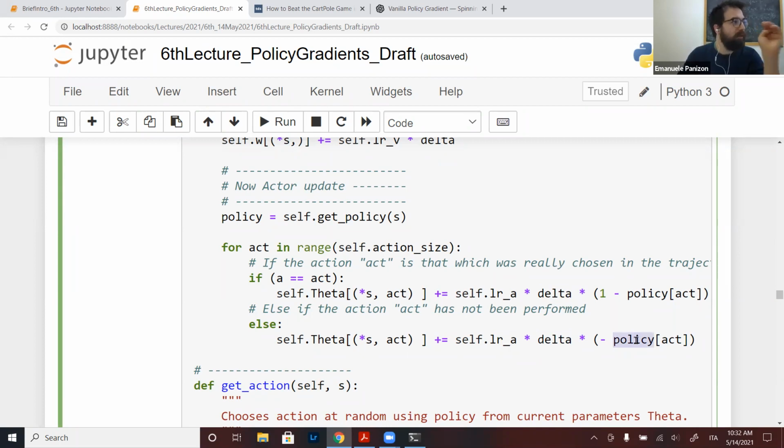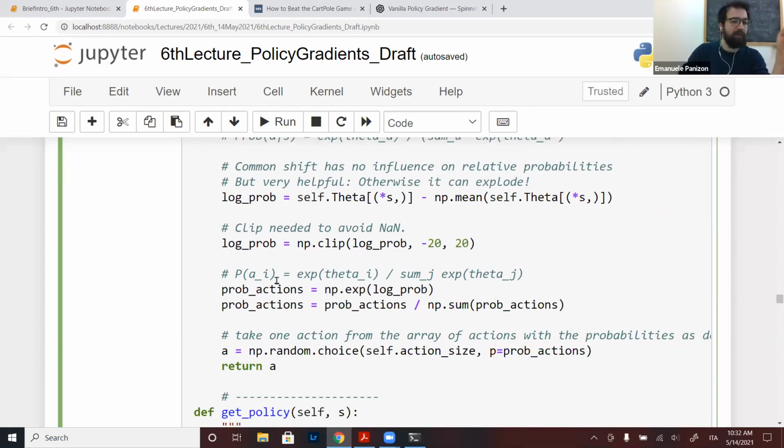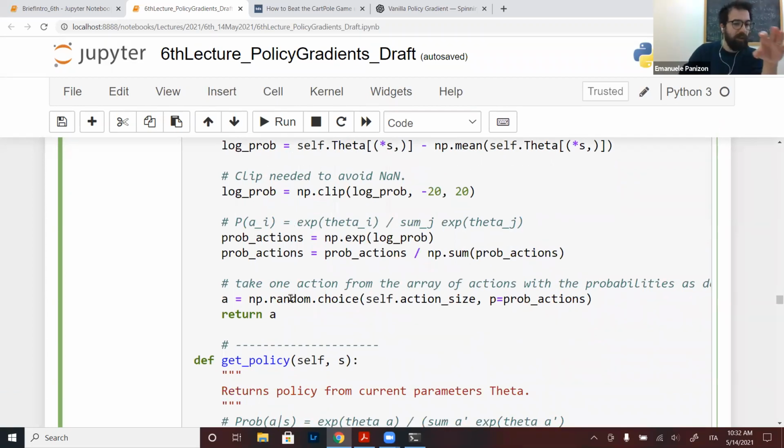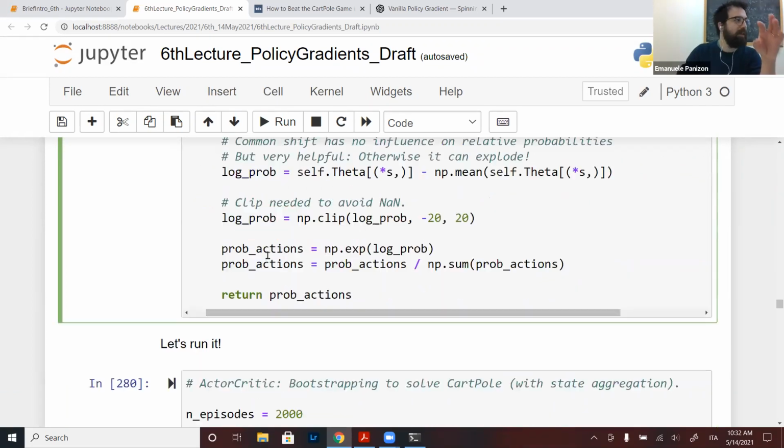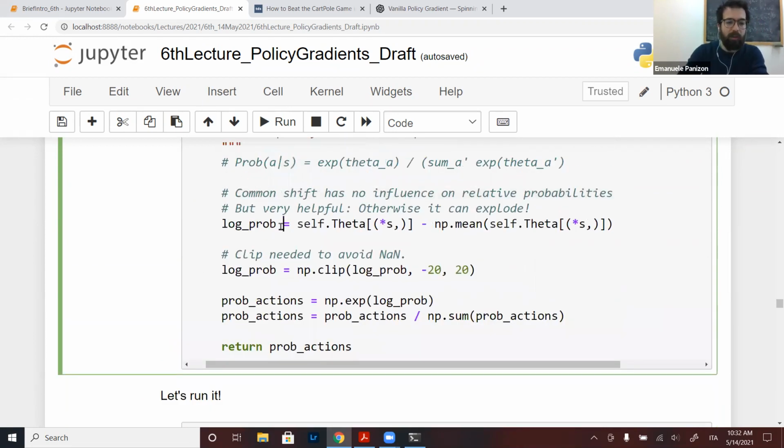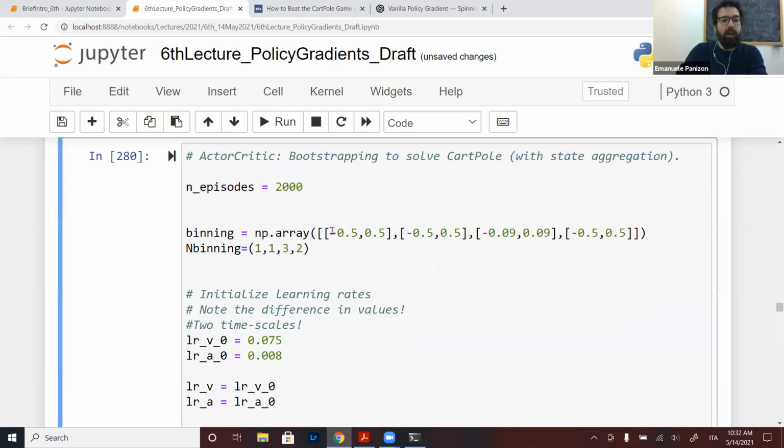Okay, this is the normal softmax term. This is, as always, nabla theta log pi. This is that term there. This is my delta, which corresponds to the quality factor, and this is just my learning rate. Actions are created as a softmax, so this is literally copy-pasted from above. The policy is literally copy-pasted from above. Then I'm going to do actor critic.